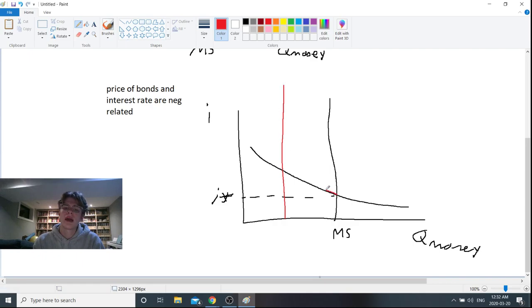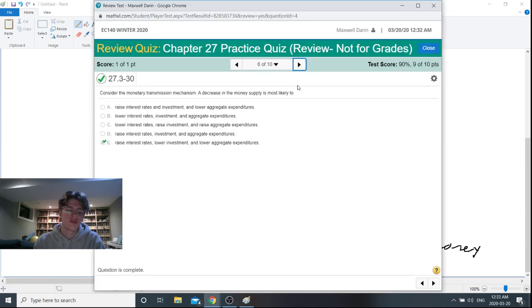What happens? Well, we move along this money demand curve. This is MD. And we get a higher interest rate. A higher interest rate. This is MS2. So we raise the interest rates.